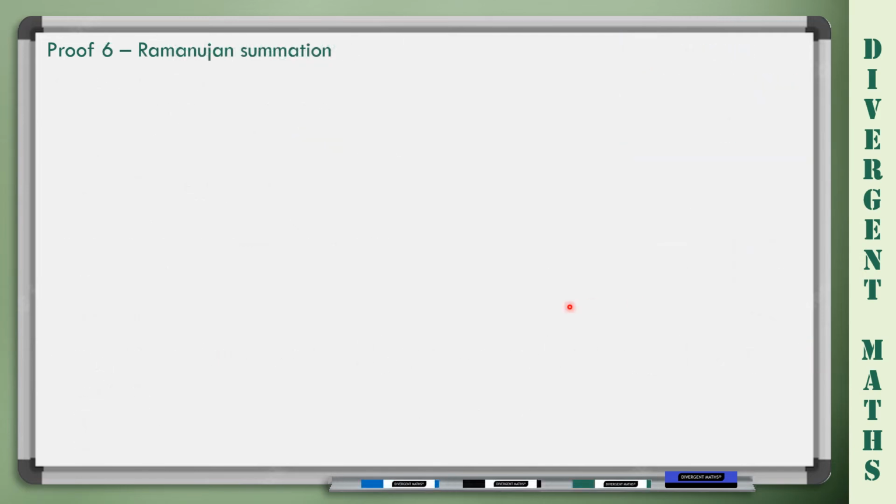Proof number 6, Ramanujan summation. So like in the previous video, let's apply Ramanujan's summation method to this monotonic divergent series of triangular numbers. So the sum from n equal 1 to infinity of a function f of n is equal to negative 1/2 of this function evaluated at 0, minus the sum from m equal 1 to infinity of the even Bernoulli number b2m over 2m factorial times the 2m minus 1 derivative of the function evaluated at 0.